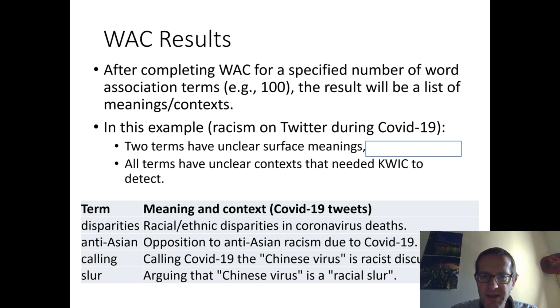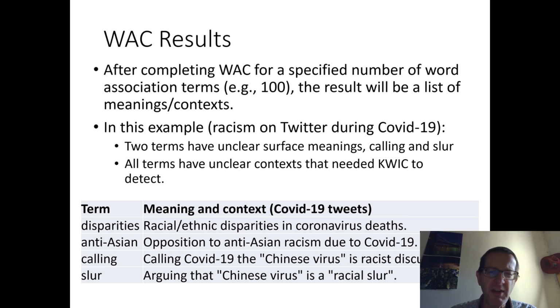Okay, so I think the two terms that have unclear surface meanings are calling and slur. So why is that? Well, I think calling could also mean job, and in this context it doesn't mean job. A job can be a calling or a vocation. So this is calling the virus something, so it's about naming. So its surface meaning is naming. And slur, again, slur could mean slurring your words or slur as an insult, and in this case the meaning is insult.